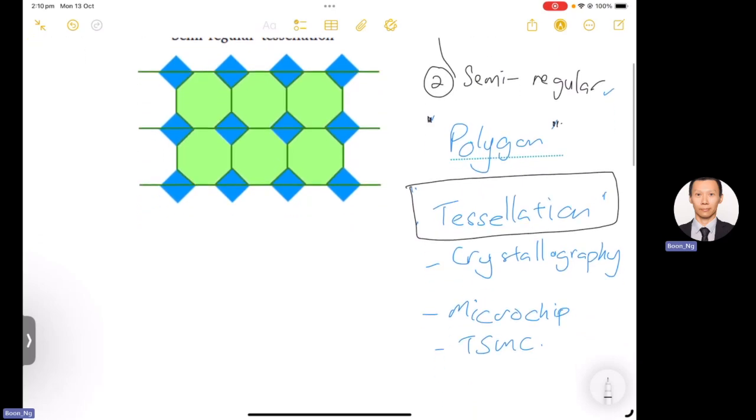First thing, the reason why tessellation is important is because tessellation is an important technique or topic in crystallography. And the reason why it is important is because in crystallography, tessellation is being used to identify crystals, and those crystals are important for microchips.